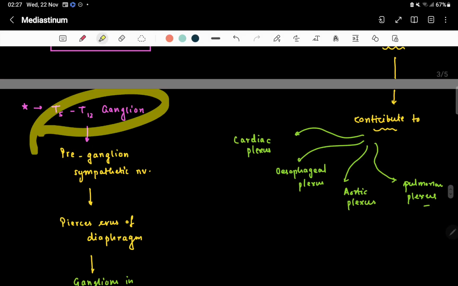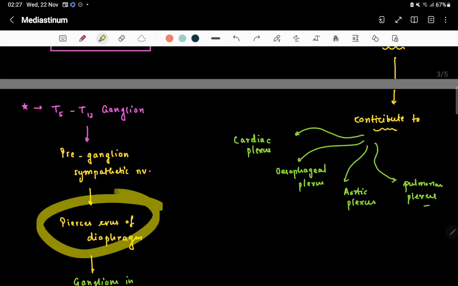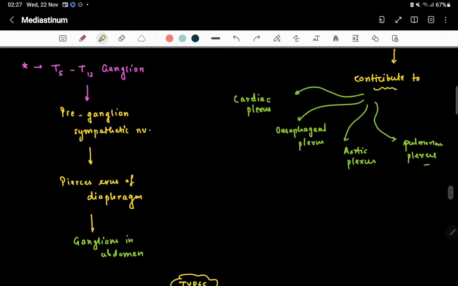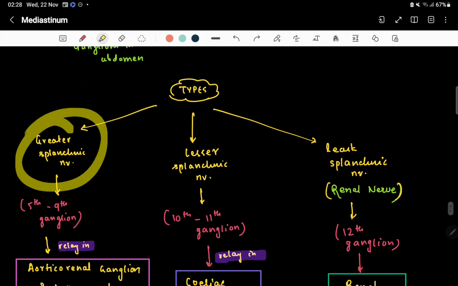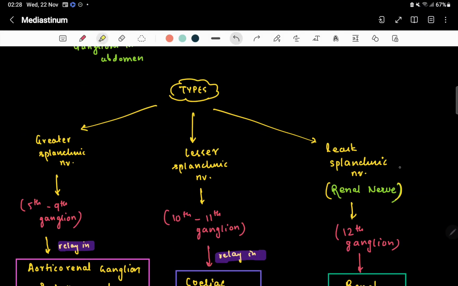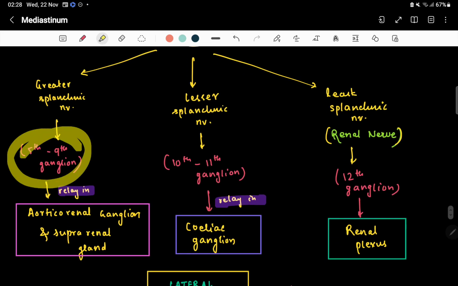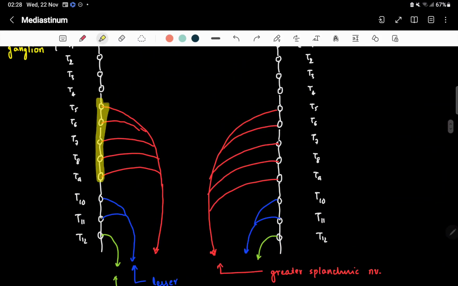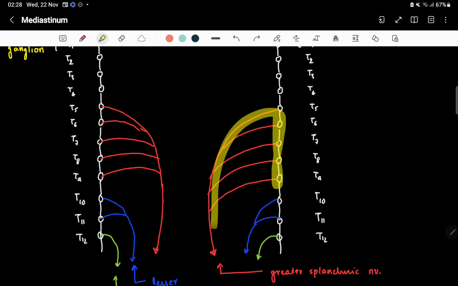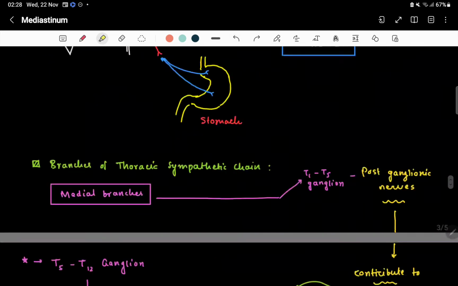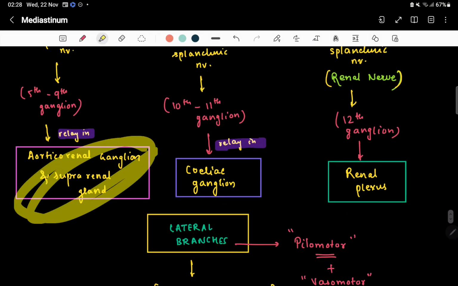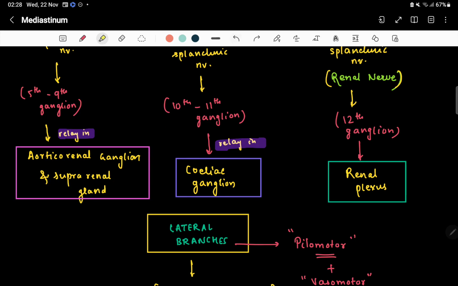And from the T5 to T12 ganglion, the preganglionic sympathetic nerves pierce the crus of the diaphragm and form ganglions in the abdomen. What are the types of this form? They are the greater splanchnic nerves, the lesser splanchnic nerves, and the least splanchnic nerve, or renal nerve. The greater splanchnic nerve arises from the 5th to 9th ganglion. You can see well and observe. And this relays in the aorticorenal ganglion and the suprarenal gland.